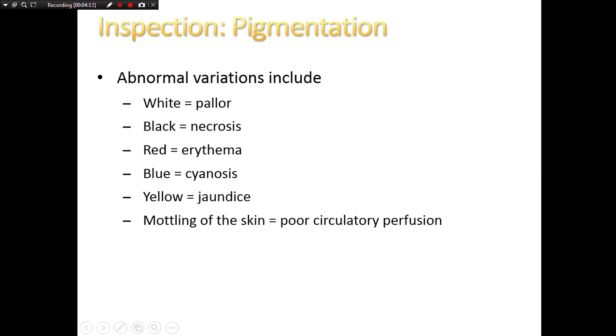And then mottling of the skin. This is usually going to be patchy, mottled areas that alternate between purple and red. This is usually an indication of poor circulation, low blood pressure, poor cardiac output. In addition to the mottling, you're going to feel cool extremities. Usually these patients, when they have mottling, they're not doing too well. They probably have come in with a massive hemorrhage. They're in shock.